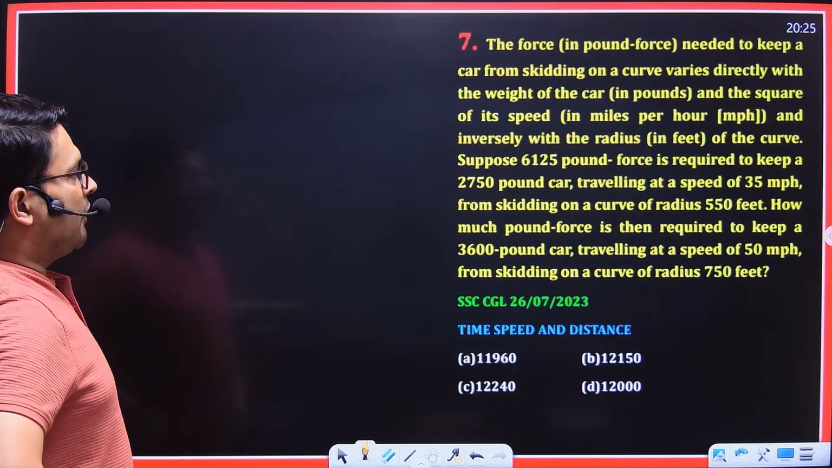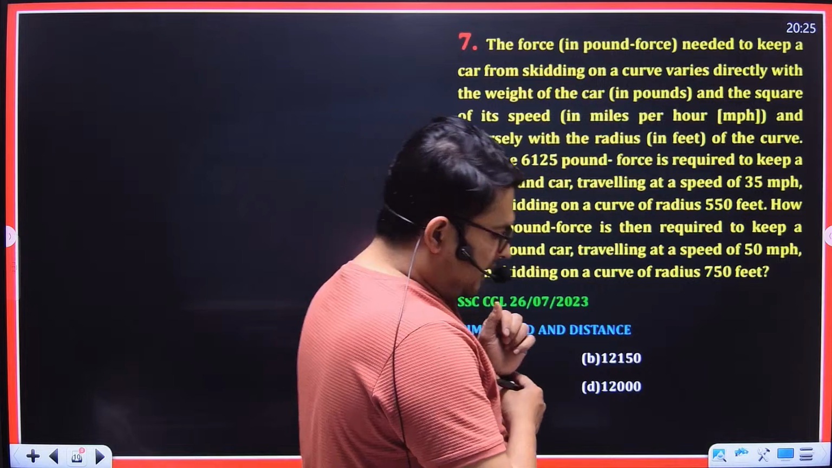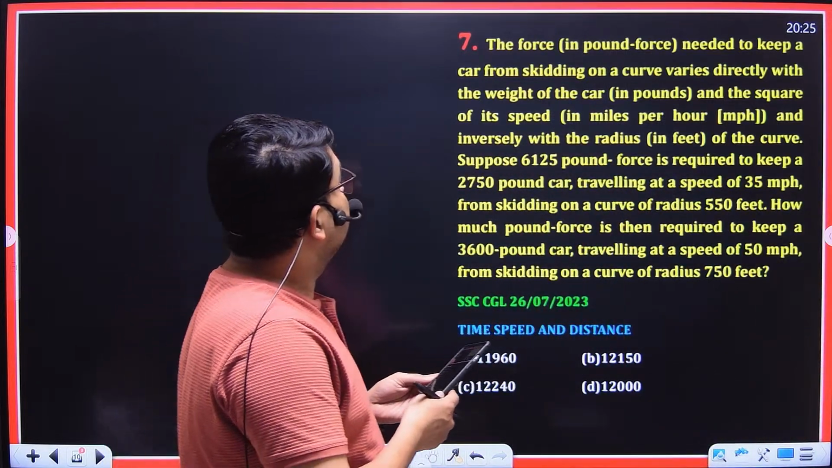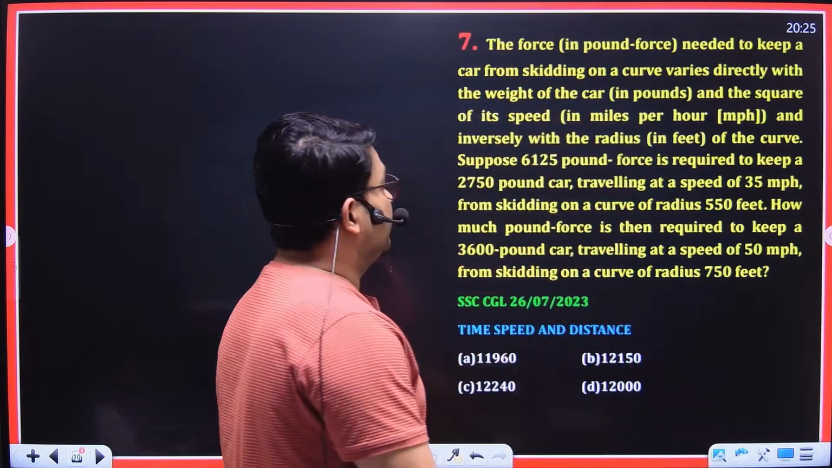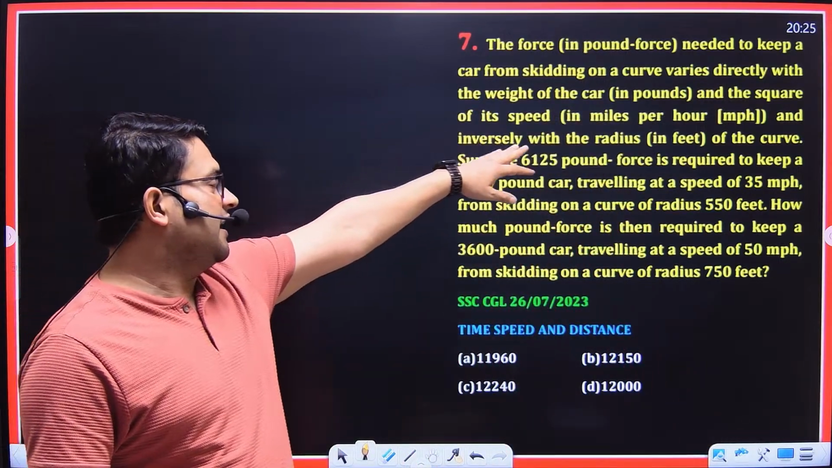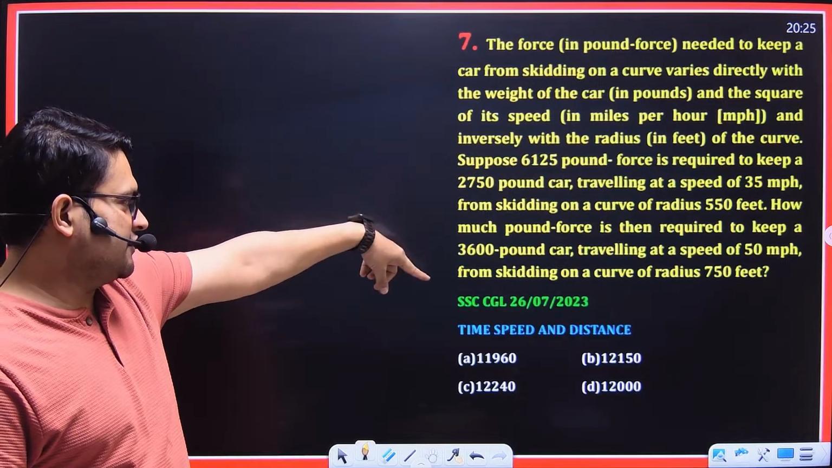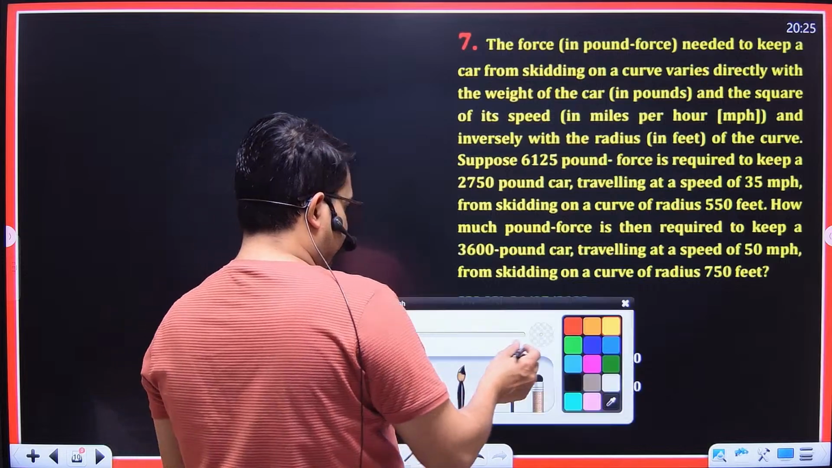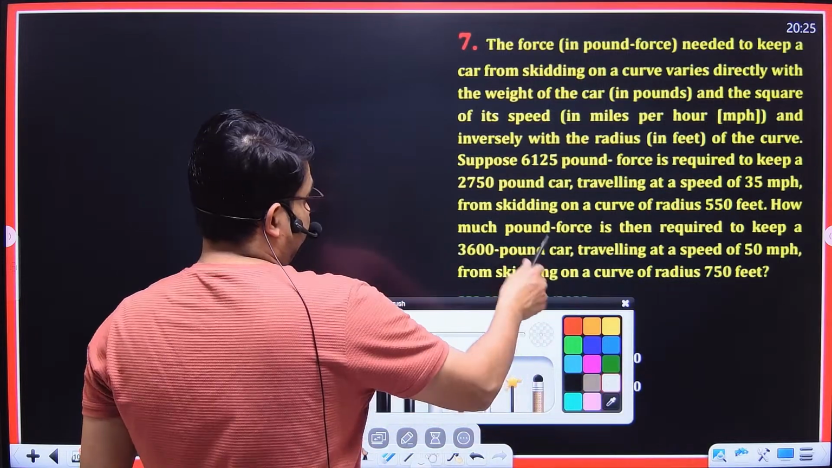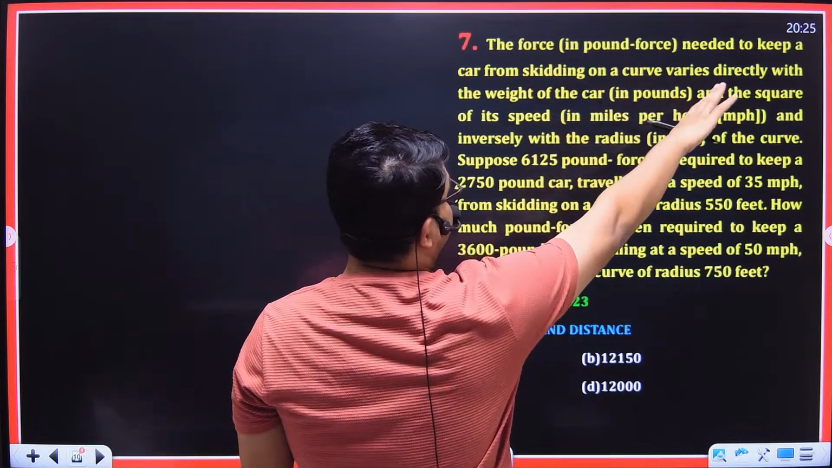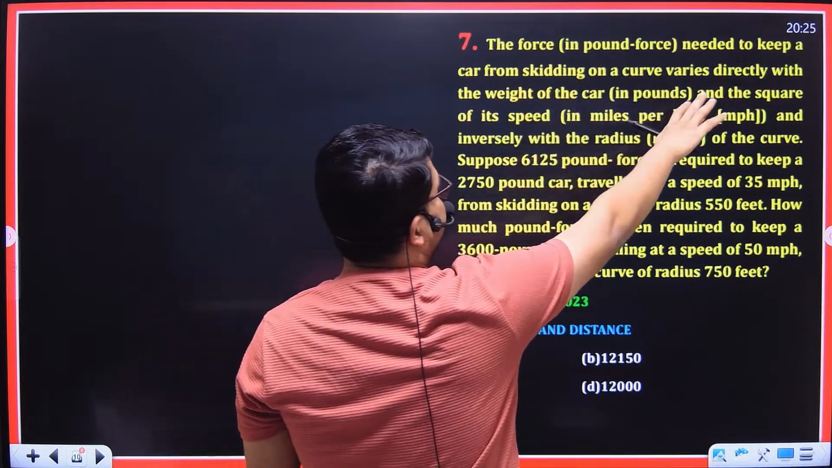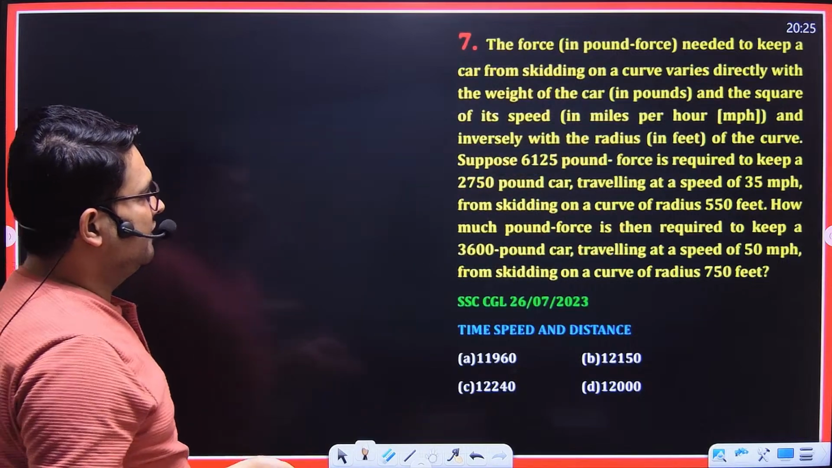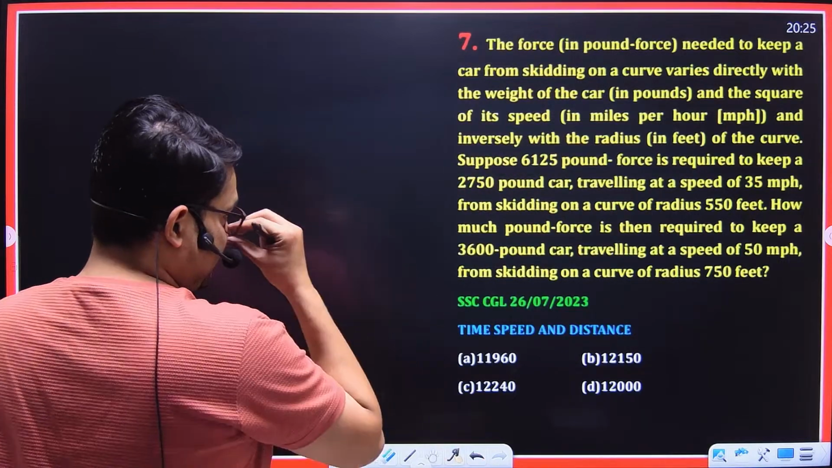The force in pound force needed to keep a car from skidding on a curve varies directly with the weight of the car. If you read this question, you will see that it looks like physics, but no, this question is very easy. The force needed to keep a car from skidding on a curve varies directly with the weight of the car and the square of its speed, and inversely with the radius of the curve.